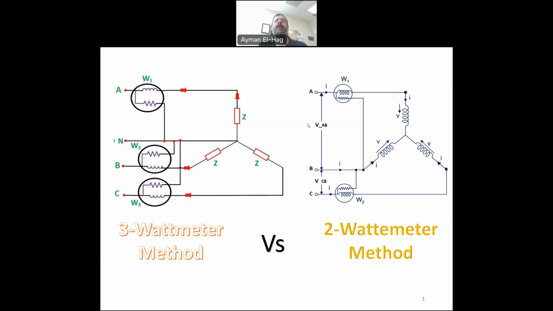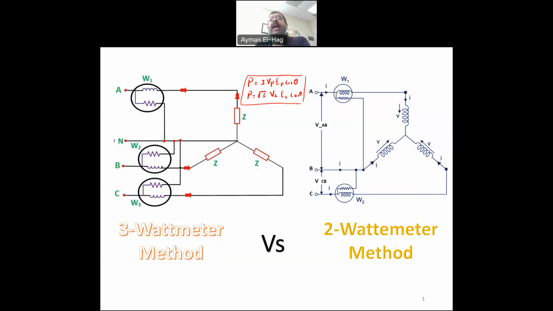Hi everyone. We mentioned before that we can calculate the three-phase power by either using the formula P equals 3 V phase I phase cosine theta, or P equals root 3 V line I line cosine theta. So these two formulas can be used to calculate the power based on what input I have. I can use either this formula or the other formula.